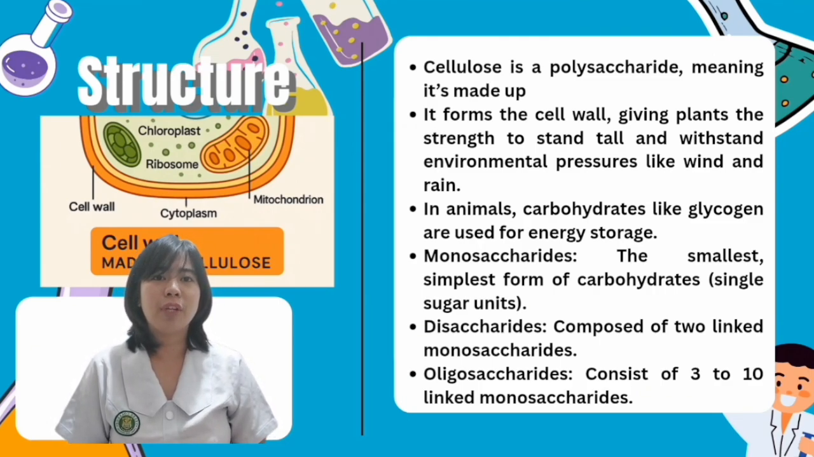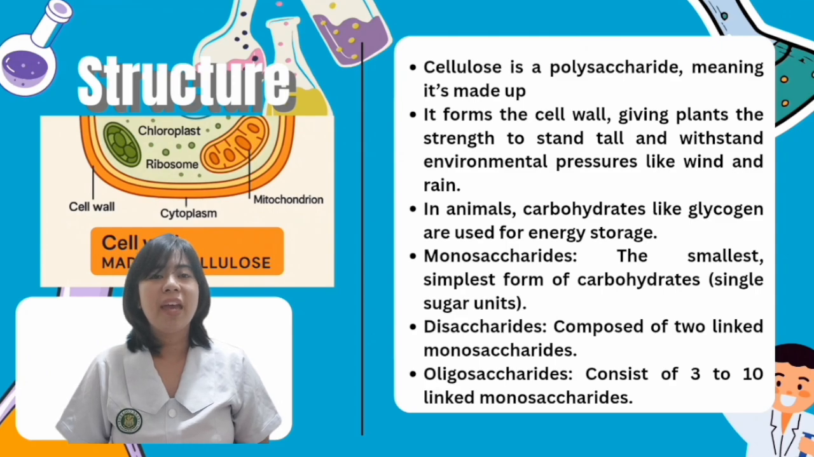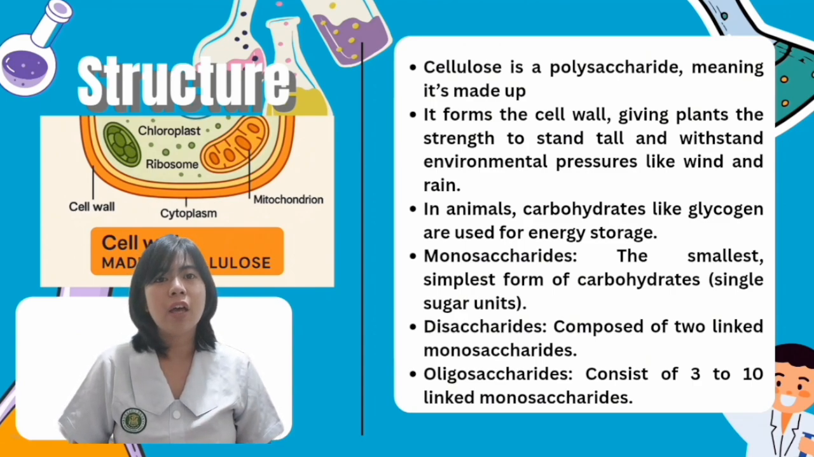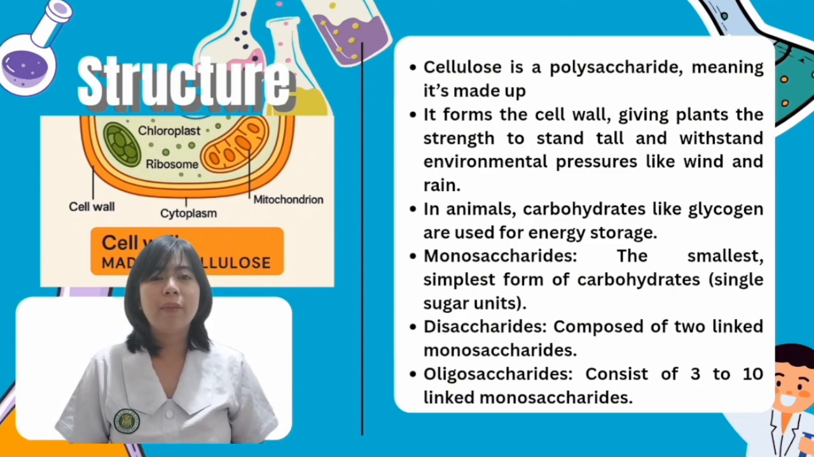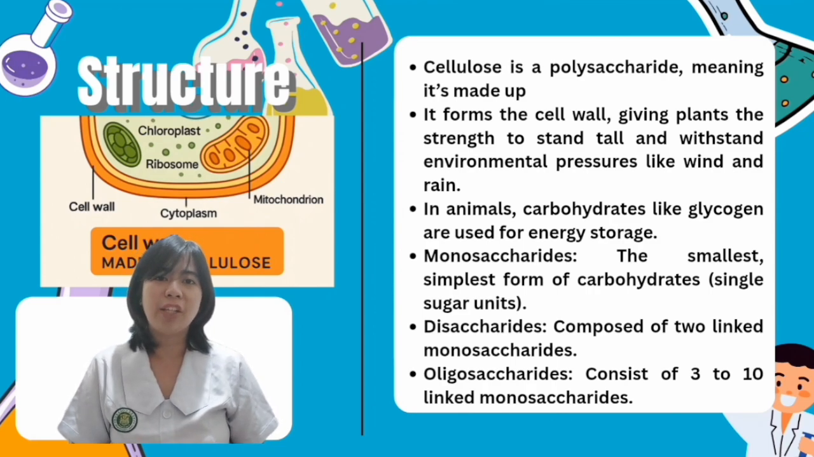Oligosaccharides, these have 3 to 10 sugar units linked together. They're found in things like beans and onions. And finally, polysaccharides like cellulose, which have many sugar units, hundreds or even thousands. So to recap, cellulose is a polysaccharide found in plant cell walls, giving them strength and support. While we can't digest it, it's crucial for plant life, and it's just one part of a much bigger carbohydrate family.